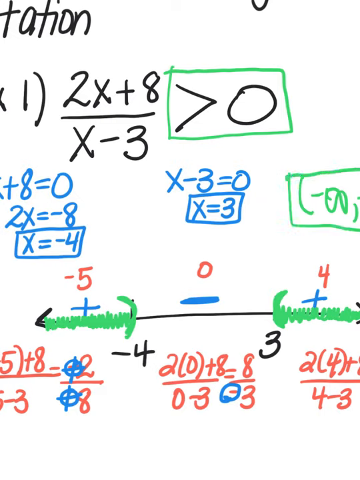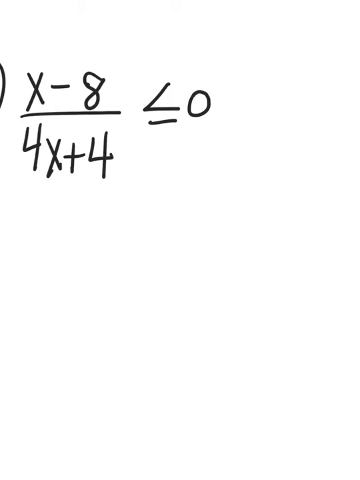All right, let's look at example number 2. This inequality is x minus 8 over 4x plus 4 less than or equal to 0. Because I have this equal to 0, I have to do something special at the end. And so we're going to talk about it at the end. Something a little bit different happens here.